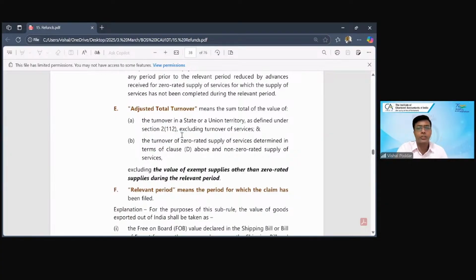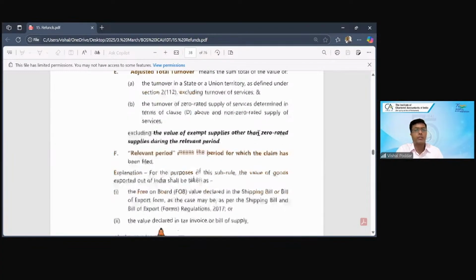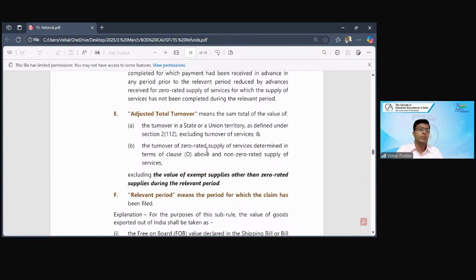Then comes the third definition, which is of the denominator. What is covered in the denominator? They have used the term adjusted total turnover. Simply it is your total supplies, which will include exports and zero rated, and will also include domestic. So what it says: adjusted total turnover means the sum total of the value of one, turnover in a state or a union territory as defined under this, excluding turnover of services. And two, turnover of zero rated supply of services determined in terms of clause D above, and non-zero rated supply of services.